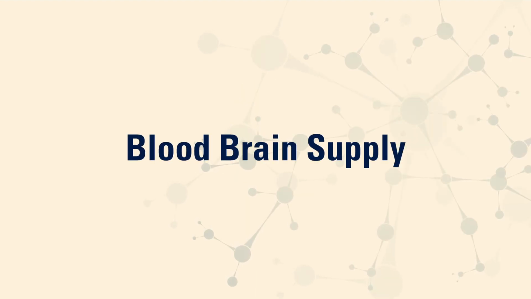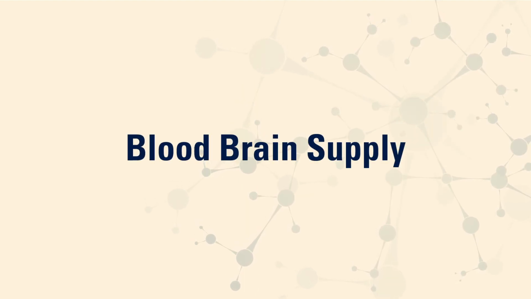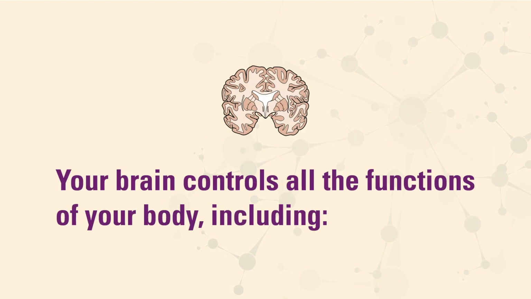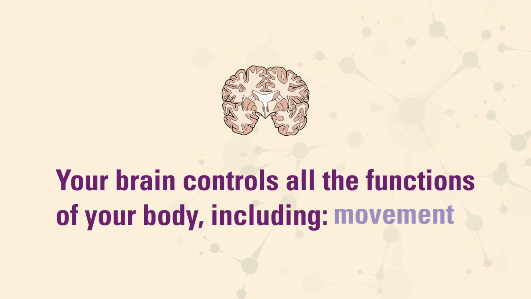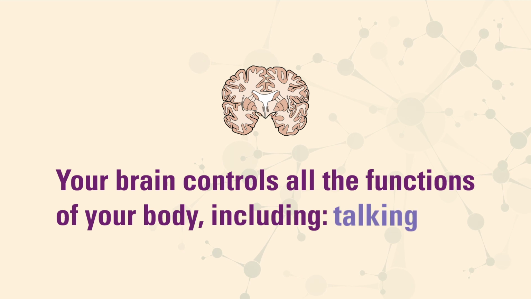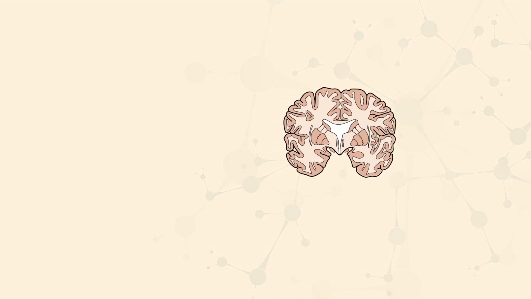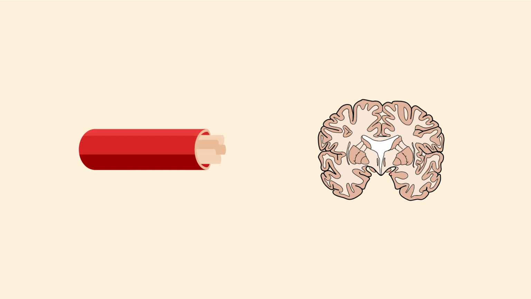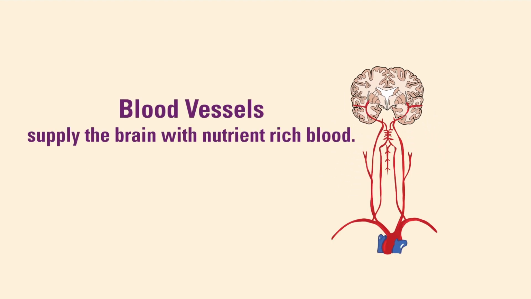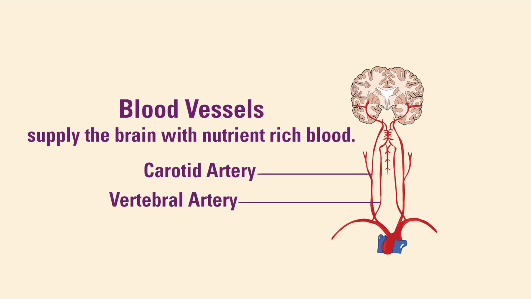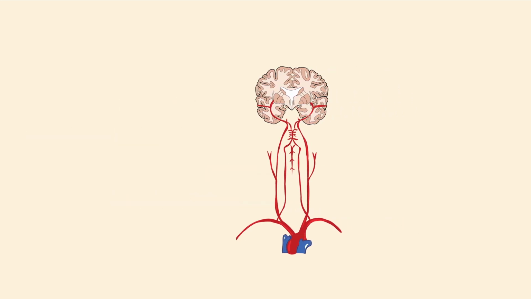Introduction to blood-brain supply. Your brain controls all the functions of your body, including movement, thinking, talking, breathing, and the beating of your heart. Your brain receives a constant supply of blood that is filled with oxygen and nutrients needed to keep your brain healthy. This blood is supplied by blood vessels called the carotid and vertebral arteries. These vessels are located in your neck and brain.